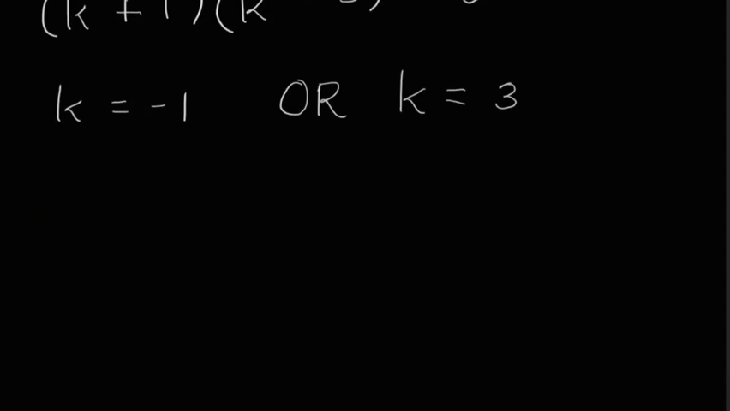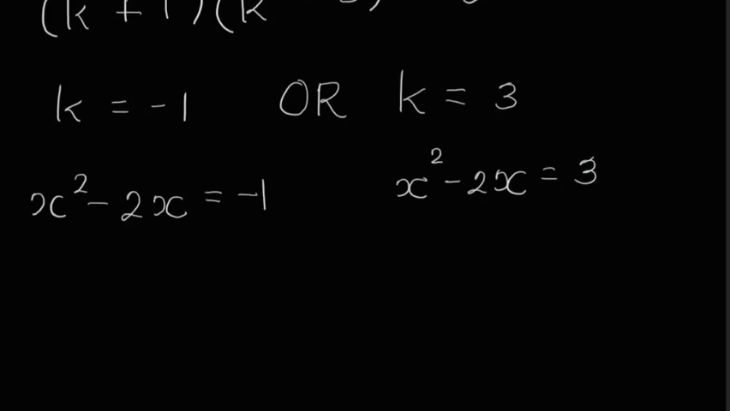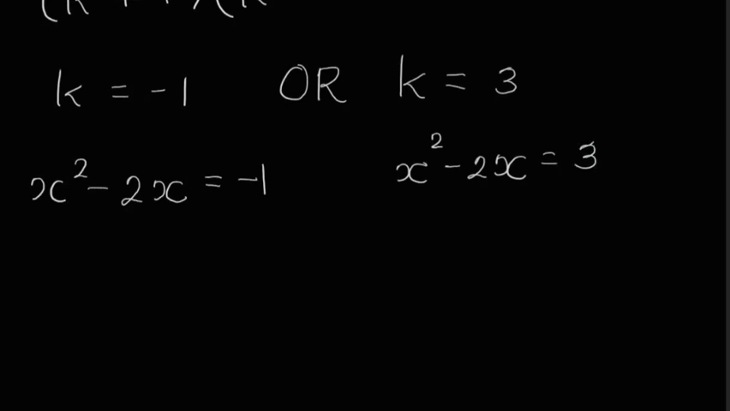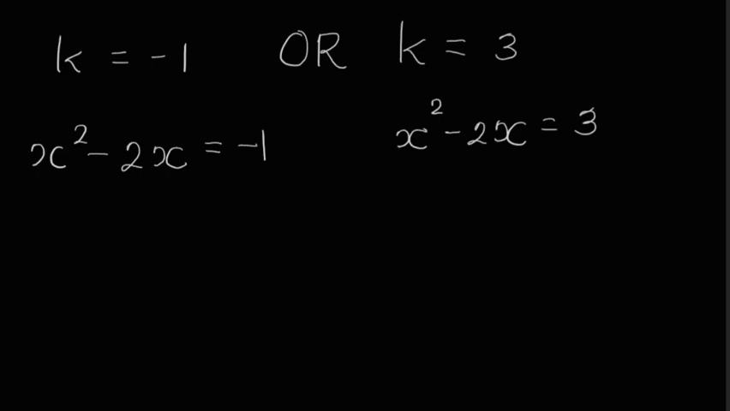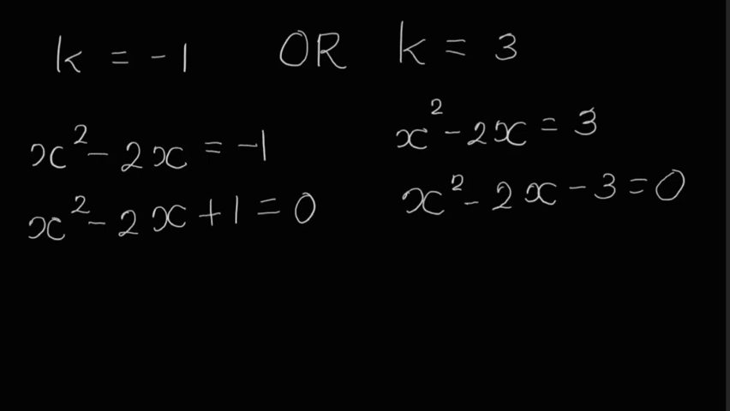Let's replace k with that. So x squared minus 2x equals negative 1. And here we have x squared minus 2x is equal to 3. Now looking at these two equations, we can get them in quadratic format if we take those constants that are on the right-hand side over to the left. By doing so, this is what we end up with.